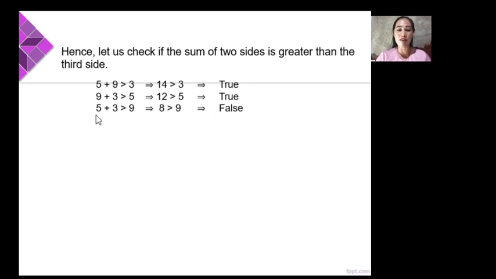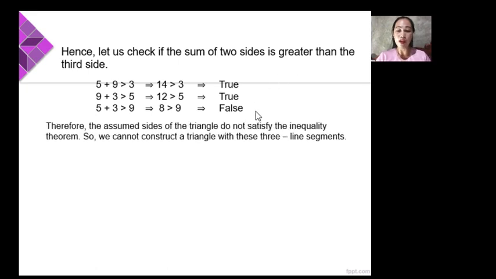But if we add 5 centimeters and 3 centimeters, it is 8 centimeters. 8 centimeters is less than 9 centimeters. Therefore, it is false. So the assumed sides of the triangle do not satisfy the inequality theorem. So we cannot construct a triangle with these 3 line segments.